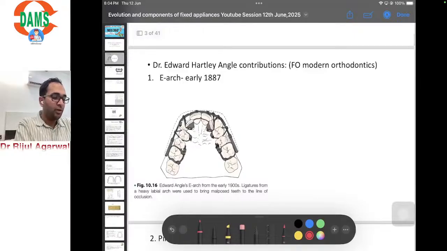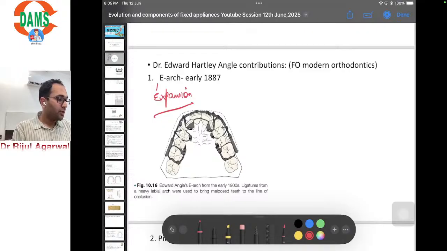Beginning with the first fixed appliance which was developed, it was developed by Dr. Edward Hartley Angle. So we are going to first discuss his contributions to the development of orthodontics. He is considered the father of modern orthodontics. The first appliance was the E-arch, where E stands for expansion arch.